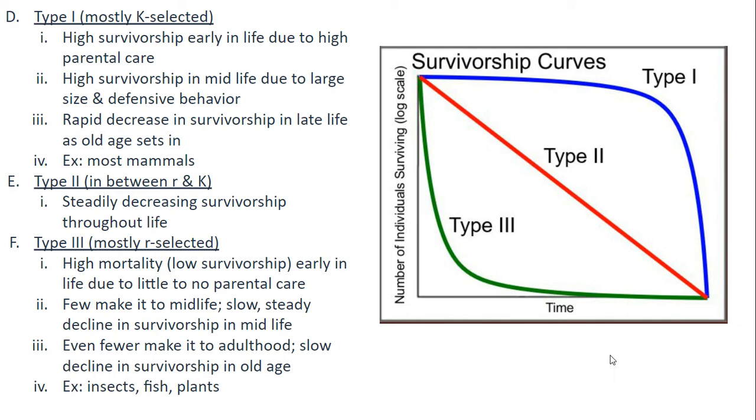And then lastly, type 3 is going to be mainly R selected species. This is because, remember, those R selected species provide little to no parental care. So we tend to see high mortality and low survivorship in the early stages of life of these organisms. Few tend to make it to midlife, but from there we start to see a slow, steady decline in survivorship, and even fewer wind up making it to adulthood. Some common examples of R selected species that exhibit type 3 survivorship would be things like insects, fish, and even some plants.